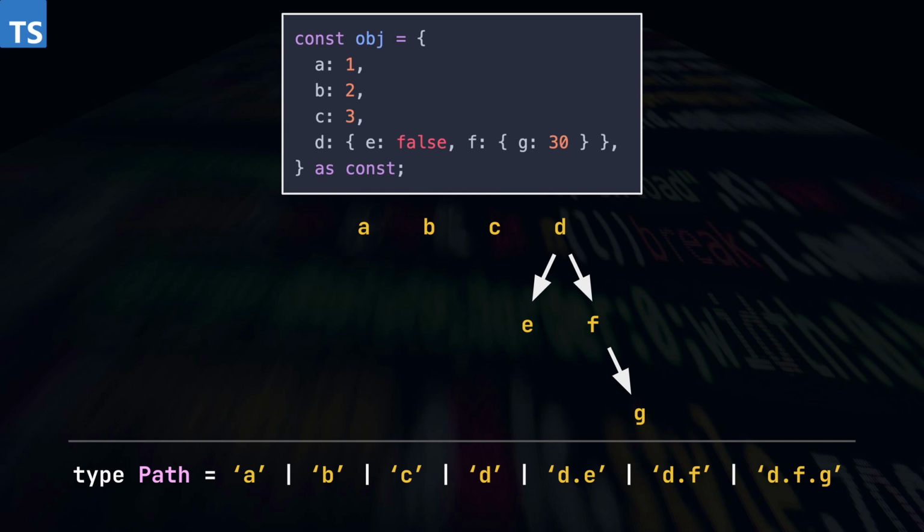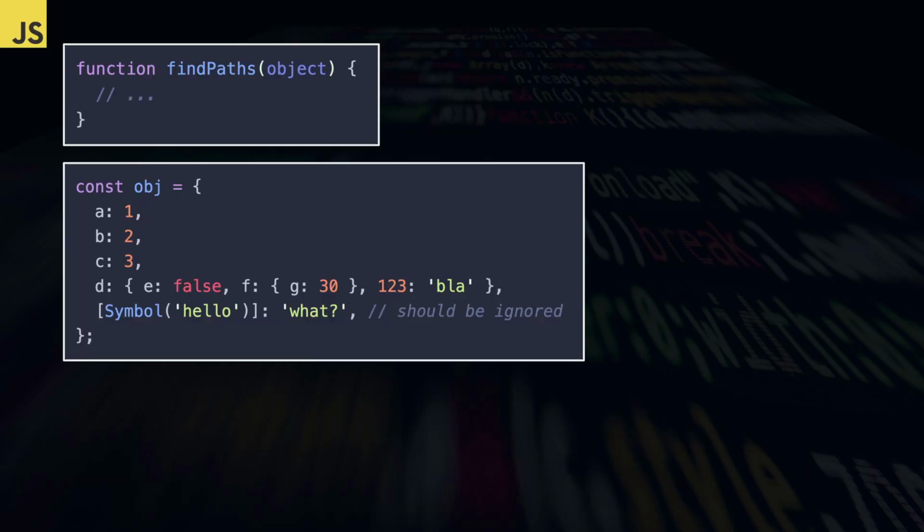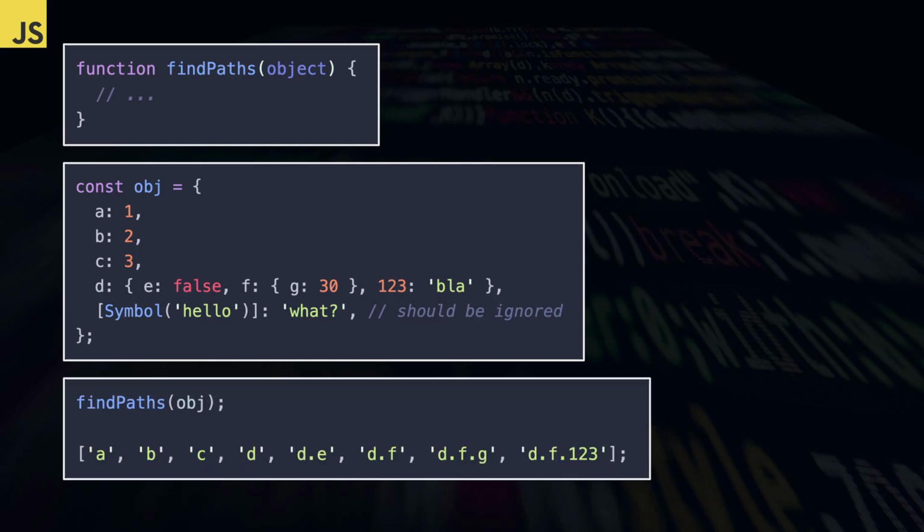How do we go about it? Let's say our TypeScript isn't perfect just yet, and change the question a little bit. Given an object in JavaScript, can you return an array of all the possible paths to its properties? So, given this object, we want our function findPaths to return such an array. Notice that we support string and number keys, but nothing else, so we can ignore symbols or other objects.